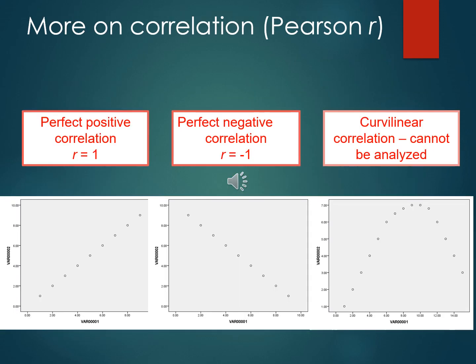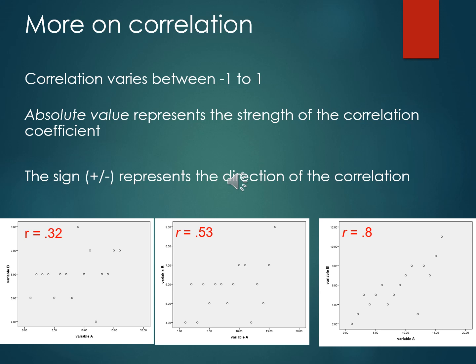Here are examples of scatter plots of perfect positive, perfect negative, and curvilinear correlations. Curvilinear correlation cannot be analyzed with a correlation because the negative part and the positive part cancel out. As you can see, according to the scatter, there seems to be a relation. The first part is positive, the second part is negative. When you actually compute the correlation, it is going to be nearly zero because of cancellation between the positive and negative.